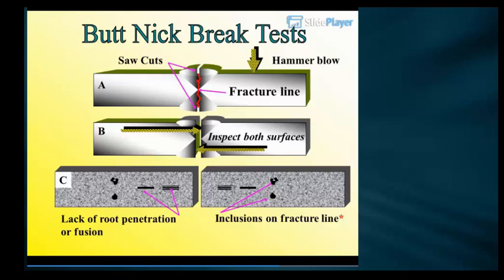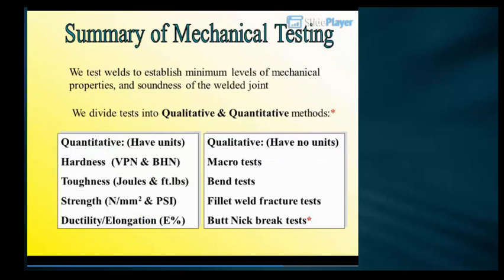Butt nick break tests. Saw cuts. Hammer blow. Fracture line. Inspect both surfaces. Lack of root penetration or fusion. Inclusions on fracture line.